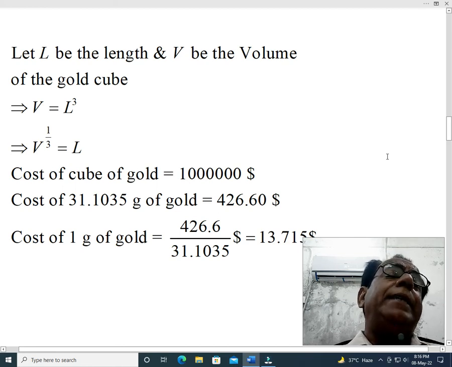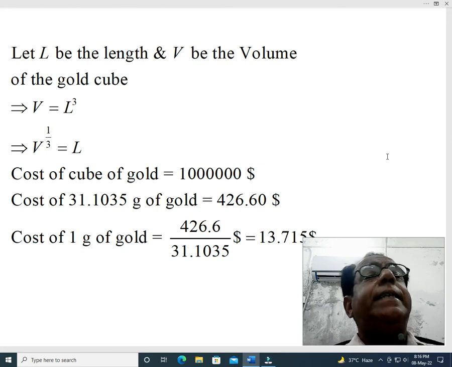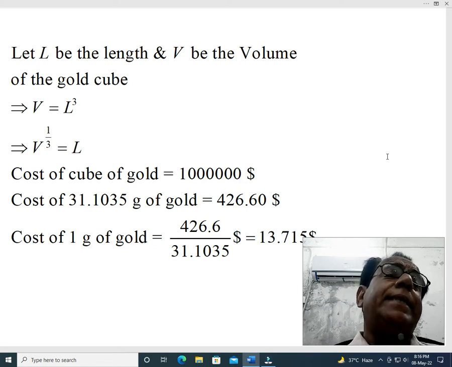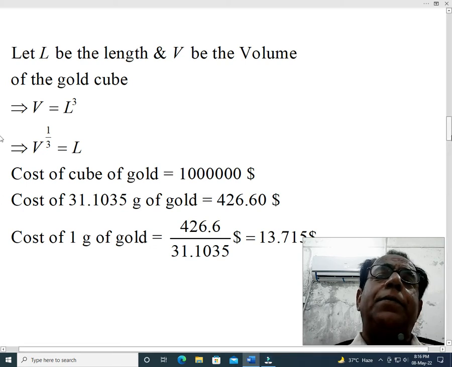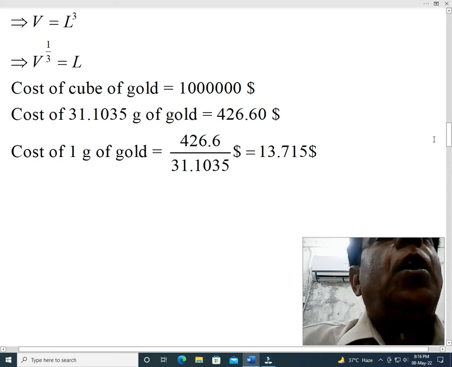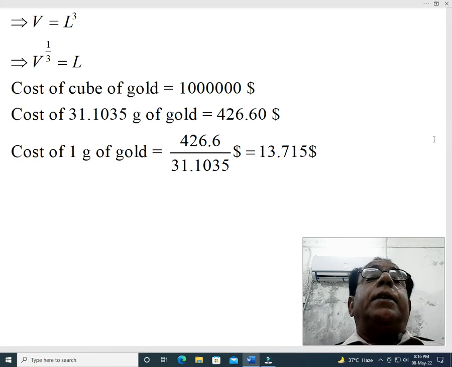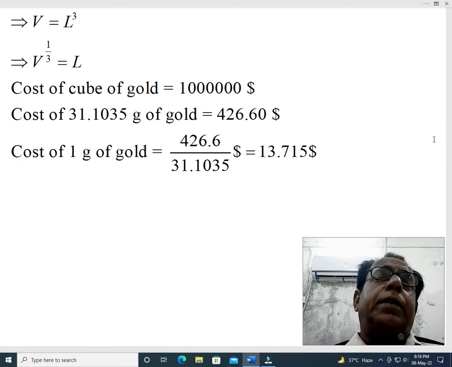Then when we have to find L, definitely we will take the cube root on both sides. Hence the cube root will appear only on V, while L will become simply L, as the 3 cancels with the cube root. The cost of the cube of gold is equal to $1 million, that is 10 raised to the power 6.